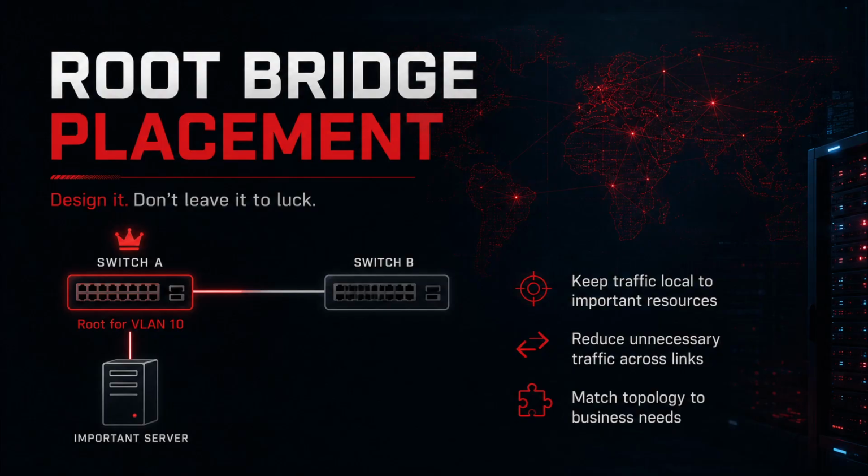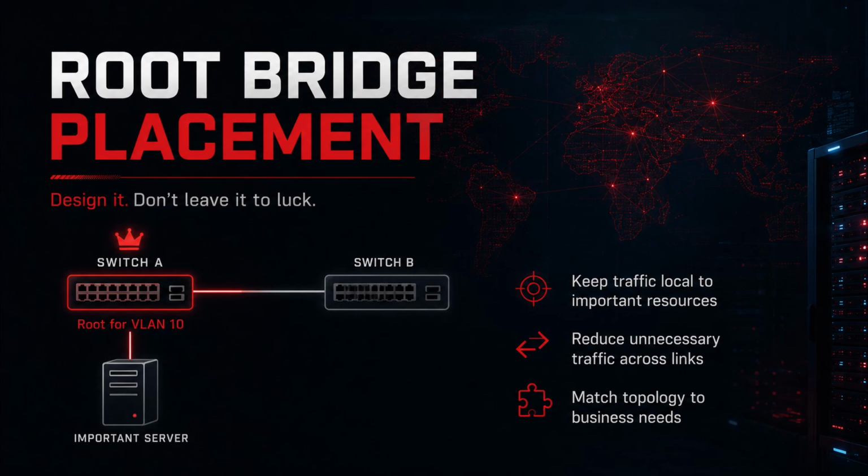The goal is to keep the traffic on the most logical path. If the users and the server are on the same side of the network, there may be no reason for the traffic to take some weird path and go through the other switch, unless it has to. So with per VLAN spanning tree, we can say for VLAN 10, switch A should be root. For VLAN 20, maybe switch B should be root. Different VLANs, different logical topologies, same physical switches.